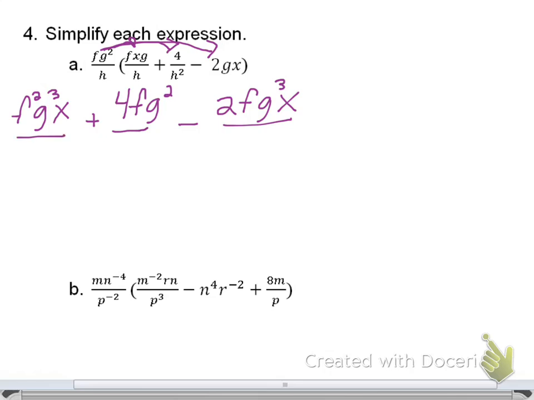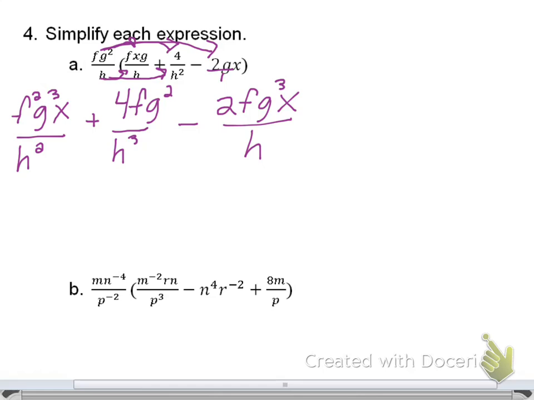Now we'll go back and look at the denominators. So we have h times h for the first one, which is h squared. And then h times h squared for the next one, which is h cubed. And then nothing on the bottom of this one, so it's just a 1 times h, which is h. Okay, moving on to our next step. We're going to look and see if there's any negative exponents, which there is not.